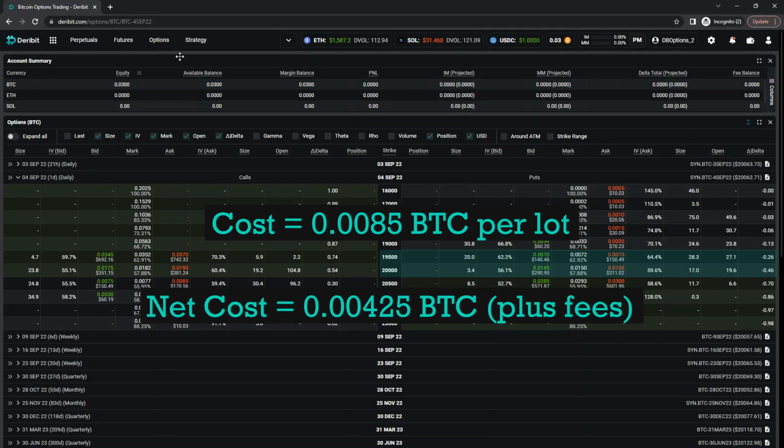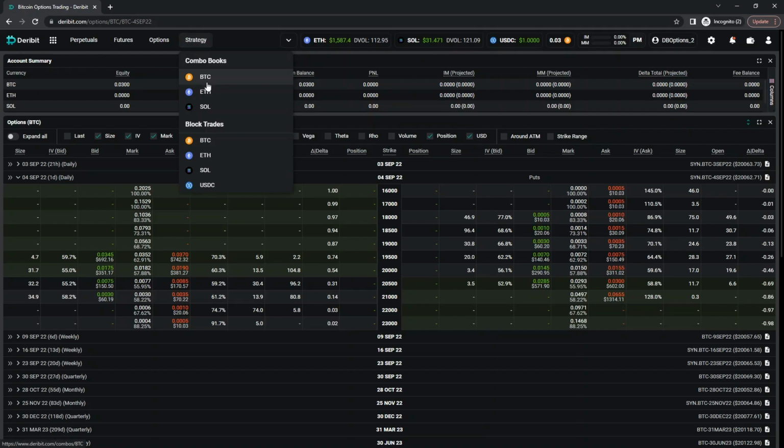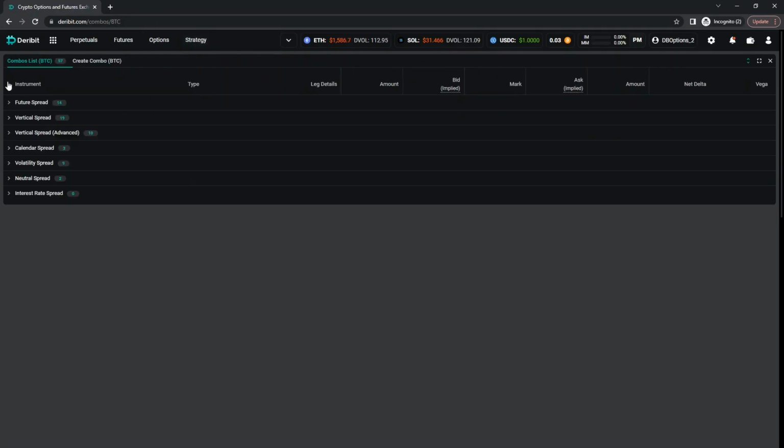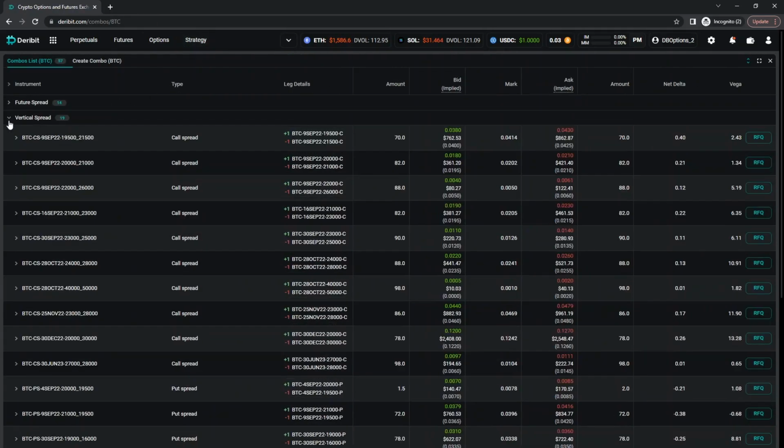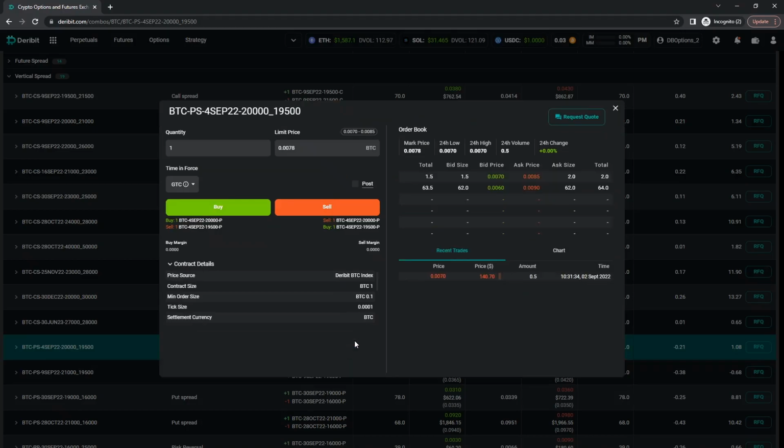this. Instead of doing this though, we're going to head over to the combos page where we can use a single order book for both options. Once on the combos page, in the vertical spread section, we can see that there is already a combo for our desired put spread with strikes of 20,000 and 19,500, and an expiration date of September 4th. The order book for this combo shows a bid of 0.007 and an ask of 0.0085.